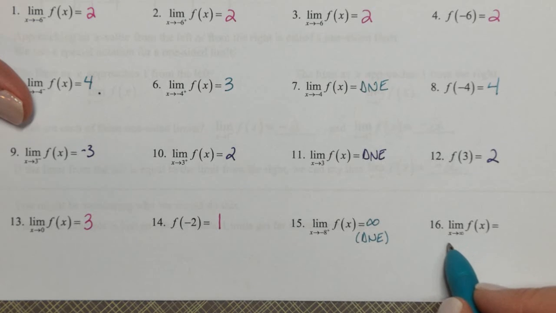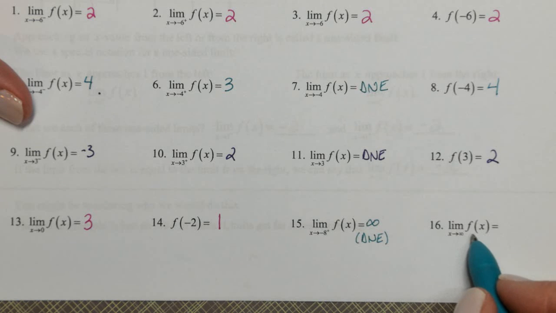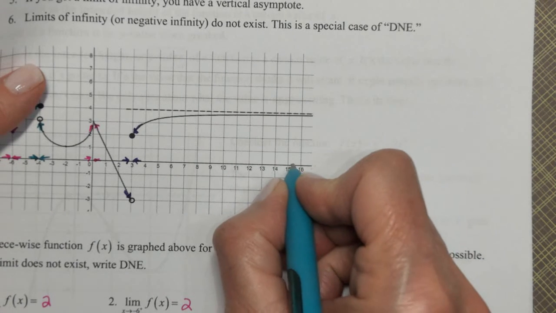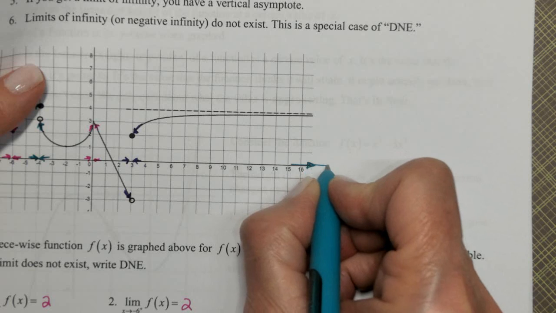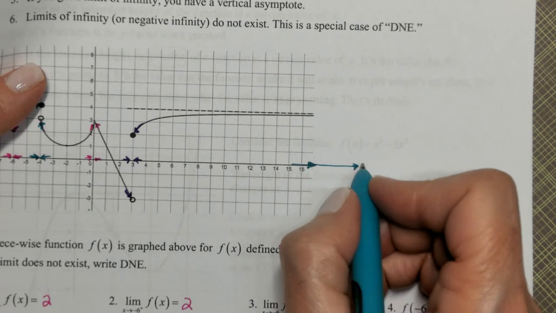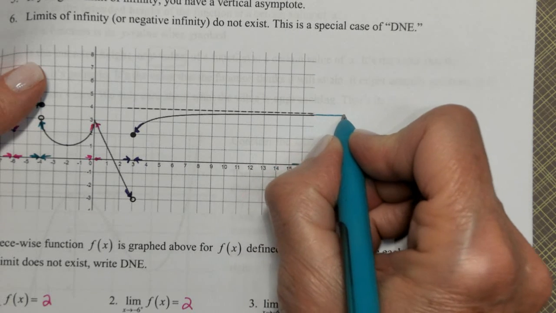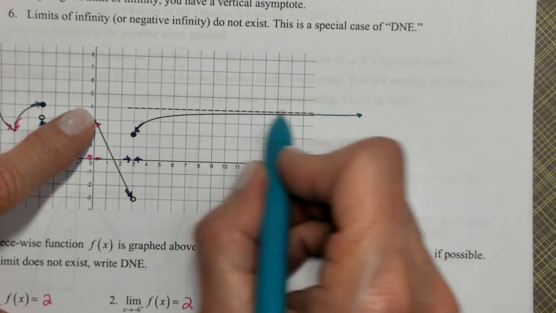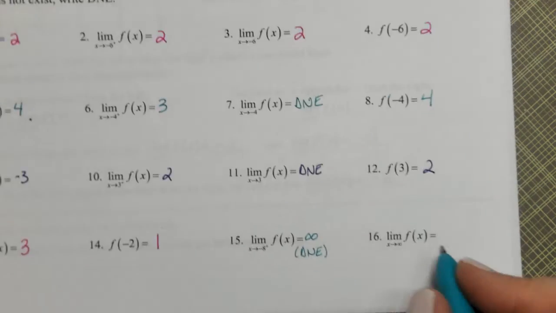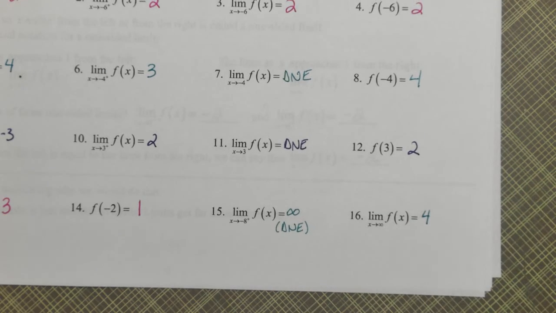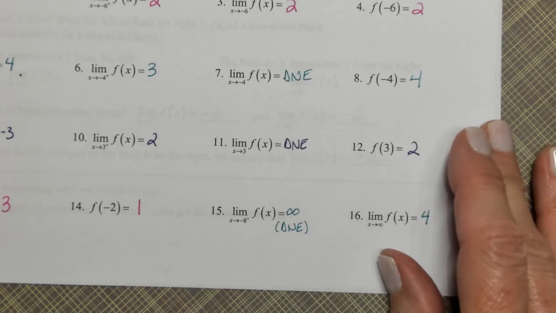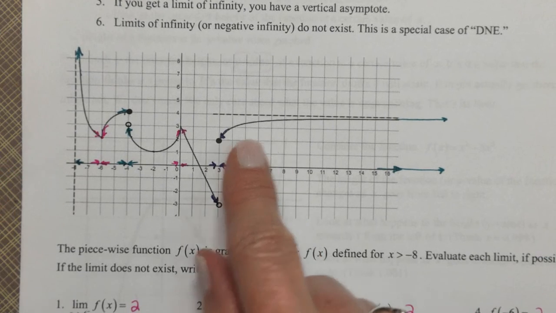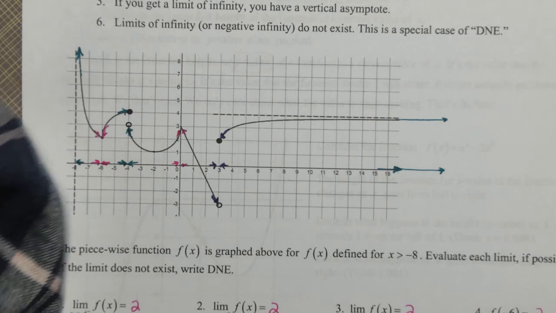Okay, what happens as x approaches infinity? What is the function value as x approaches infinity? What is y getting closer and closer and closer to? Y is getting closer and closer to 4. So this limit is 4. And that is how to use a graph to find a limit, and it's our introduction to one-sided limits.